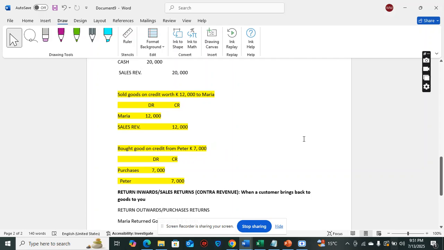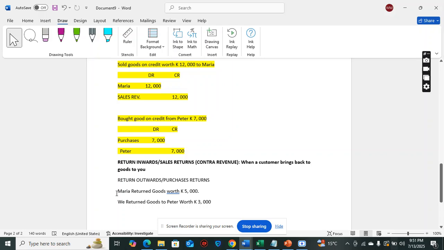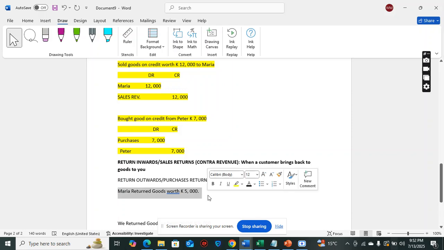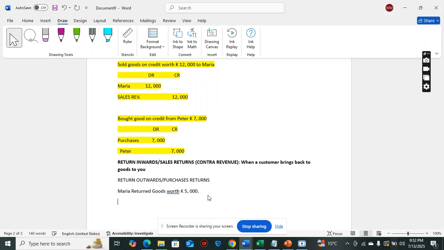Now, Maria brings back goods worth 5,000. So this is the return inwards here. As I said, return inwards is a contra revenue account. So it reduces revenue. So you debit sales returns 5,000 kwacha.